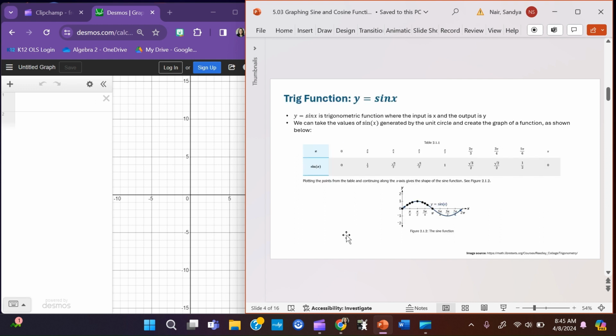So what we can do is we can read those values of sine and then make those y, and then read the values of the angles and make those x. If we do that and then we graph, we can create the graph of the sine function, right? If we're just reading off the sine values. And so this is a trigonometric function where the input is x and the output is y.